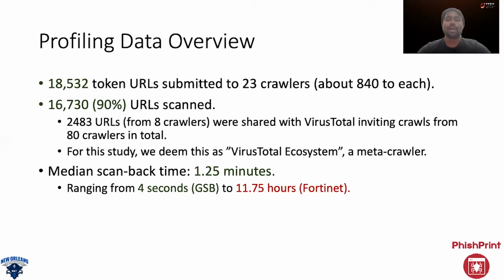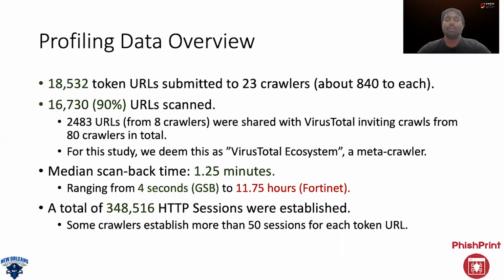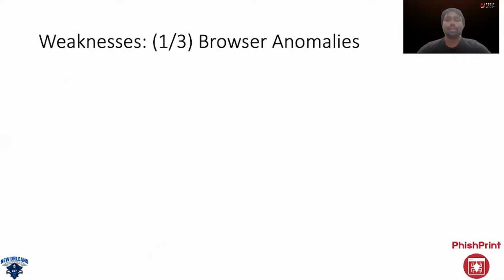The median scan back time was 1.25 minutes, ranging from 4 seconds for GSB to 11.75 hours for Fortinet. A total of about 350,000 HTTP sessions were established, with variable length sessions for each token URL. We use this profiling information as forensics to find weaknesses, if any exist. So there are 3 weaknesses we were able to find.